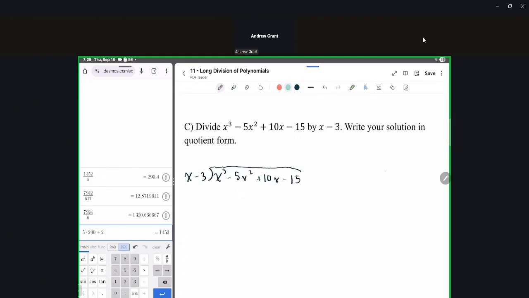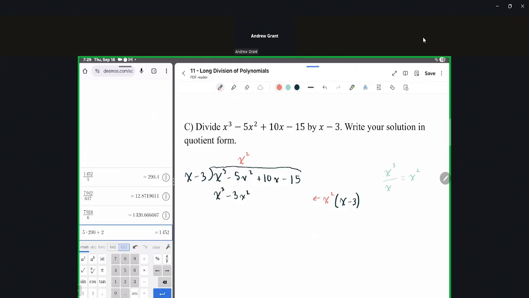So if I take x to the power of 3 divided by x, that gives me x squared. So that's what goes up top. And we try to line them up. So the x squared will go above the negative 5x squared. So on this line, I'm going to write x squared multiplied by x minus 3. Okay, so x squared times x is going to be x to the power of 3. X squared times negative 3 is going to be negative 3x squared.